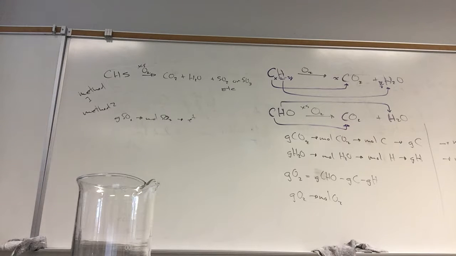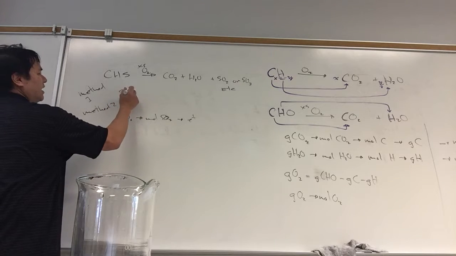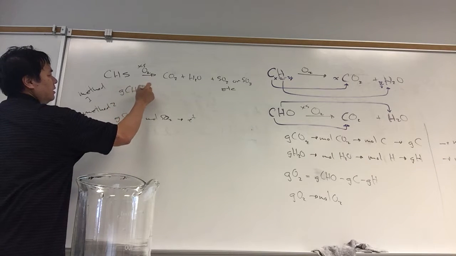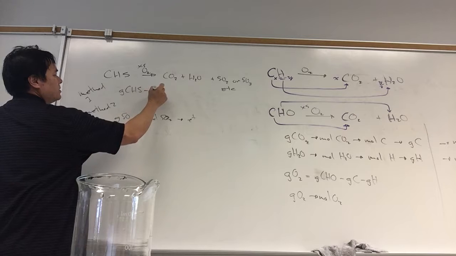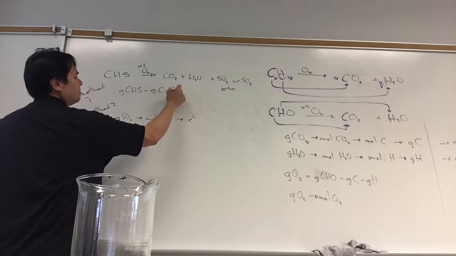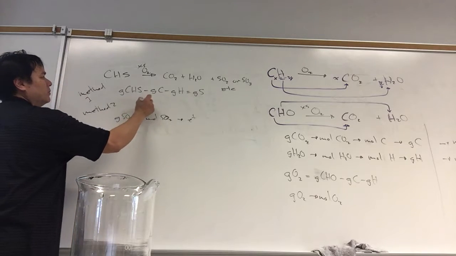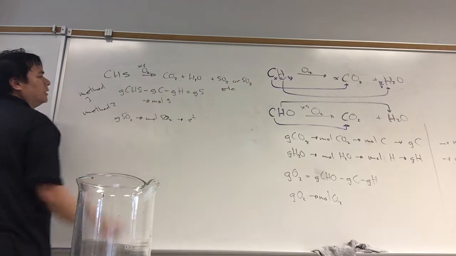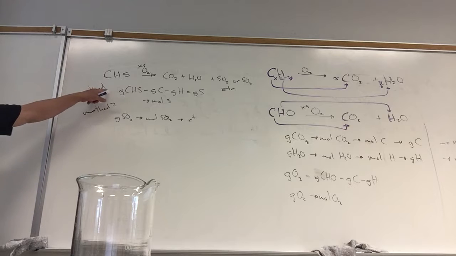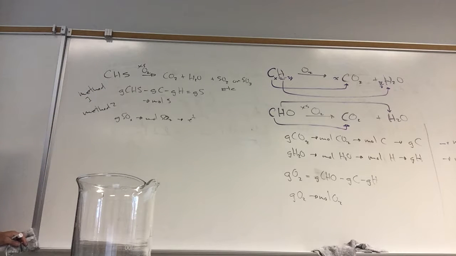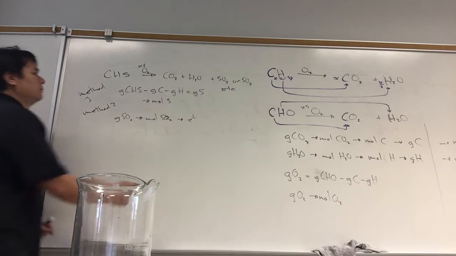And so method one is the difference. So it would be grams of CHS minus grams of C minus grams of H gives us grams of S. And when we get grams of S, we can go to moles of S and figure it out, just like we did with oxygen. So here, etc.